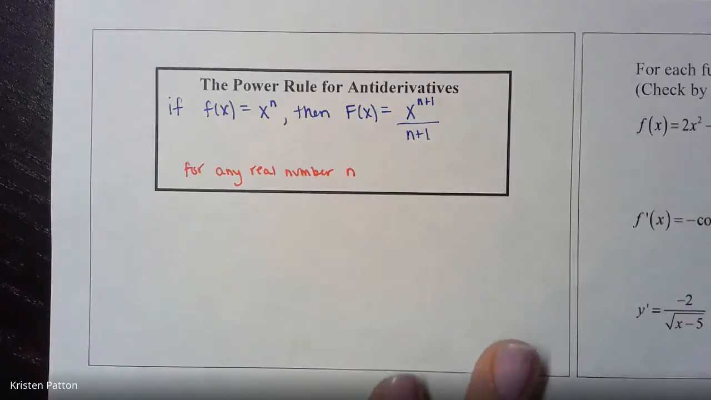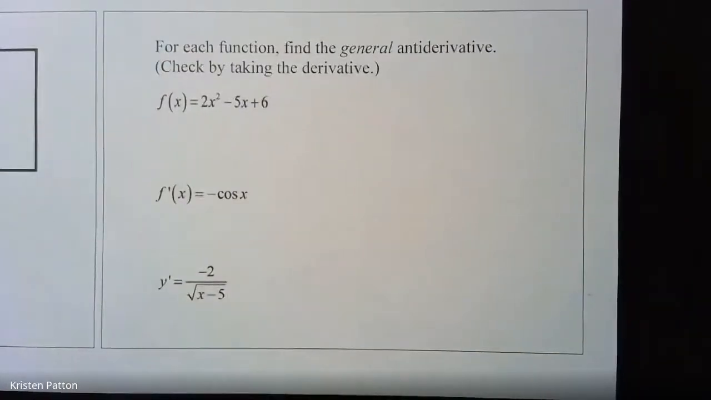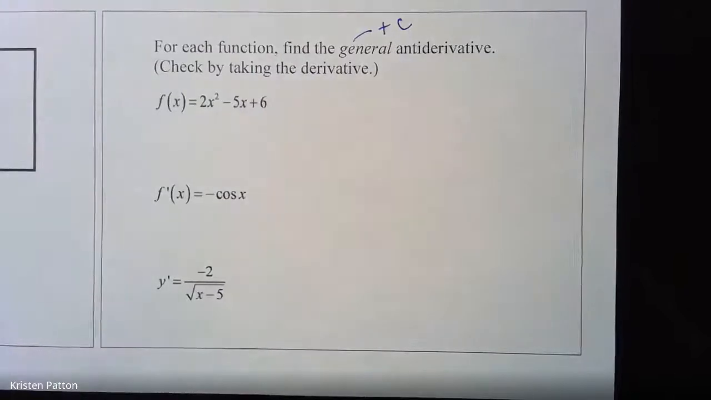All right? So let's take a look at some examples here. We'll do the first one a little slower. So it says for each function, we're going to find the general antiderivative. And that general just means we're going to have a plus c at the end, because that's all we can do right now. And again, we can check every single one of these if we want by just taking the derivative and seeing if we get right back to where we started. All right, here we go.